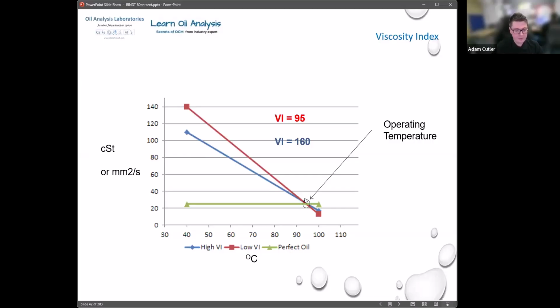Now, the way they achieve this is, there is no perfect oil that goes completely flat along here. As you increase the temperature, the oil will always get thinner. But they add additives to give the appearance of viscosity and increase it over time.